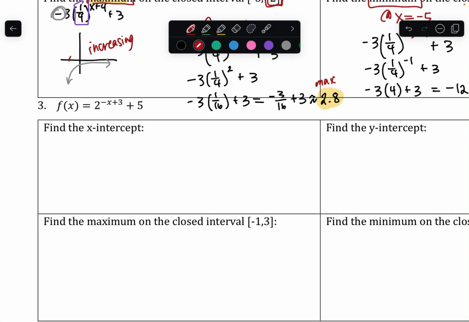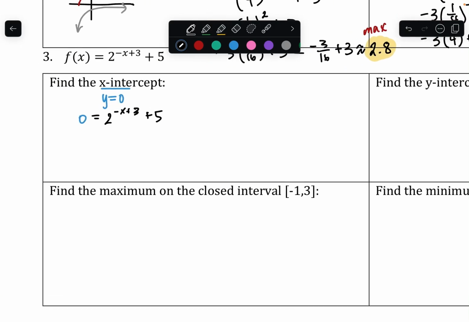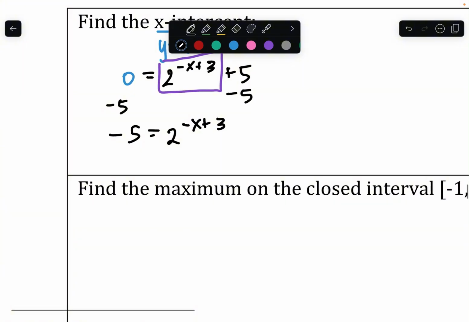Okay, for our last example, finding the x-intercept, we plug in 0 for y. And so that gives me 0 equals 2 to the -x plus 3 plus 5. And so looking at your exponential expression, we have to get rid of the 5. Okay, and so now I have an exponential equation, but I can't get a common base. There's no way to rewrite this -5 as a power of 2.